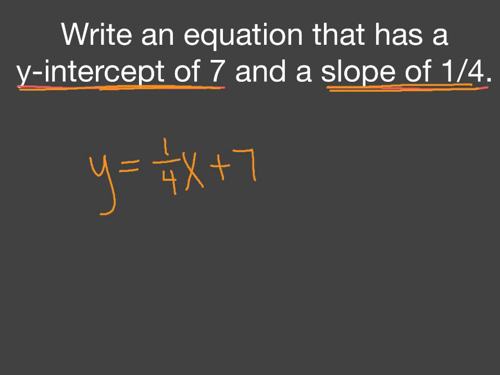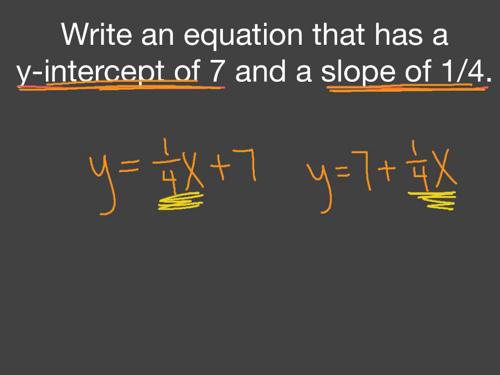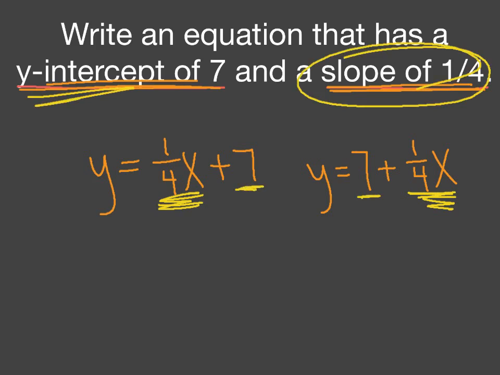Now, it wouldn't be a terribly horrible thing if we put y equals 7 plus 1/4 x, because that's the order that the information is given to us. However, the important thing is to make sure that our slope always goes with our letter x, no matter whether that's at the beginning of the problem or at the end of the problem. Our slope better always be next to our letter x, and our y-intercept better always be the number that's by itself.